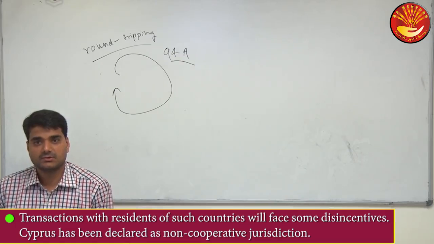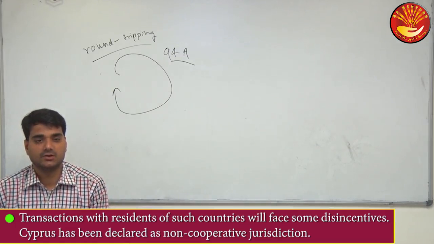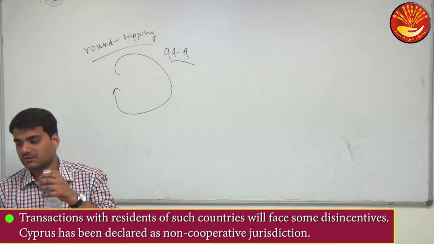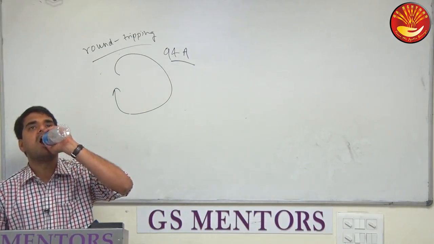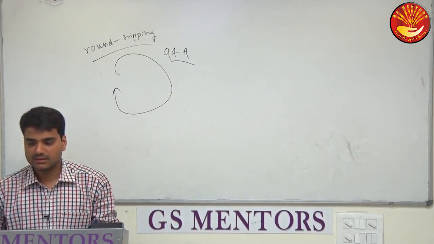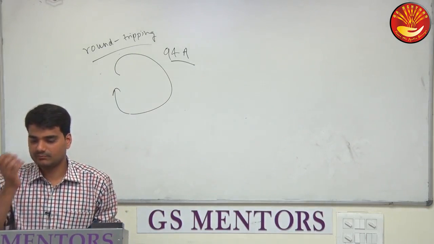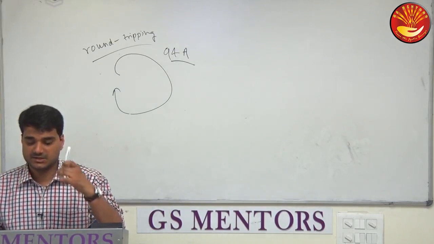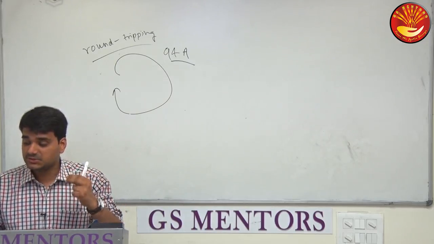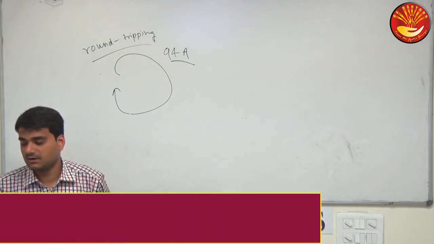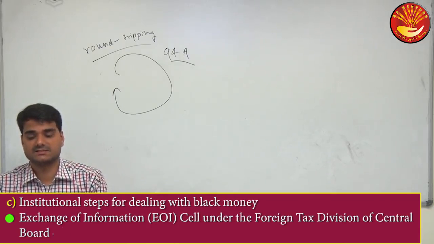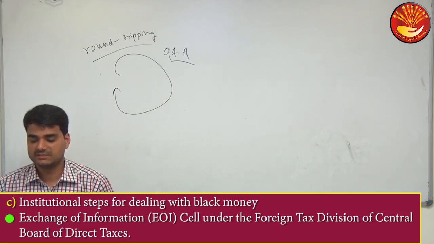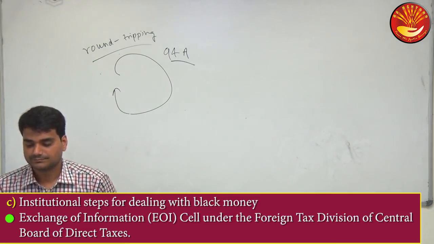Okay. So one of the countries which has been declared a non-cooperative jurisdiction is Cyprus. That is, Cyprus has been declared as a non-cooperative jurisdiction country. That was the next thing, legislative framework. Now another thing, write down the institutional steps for dealing with black money. Institutional steps is what institutions we have built up for that.